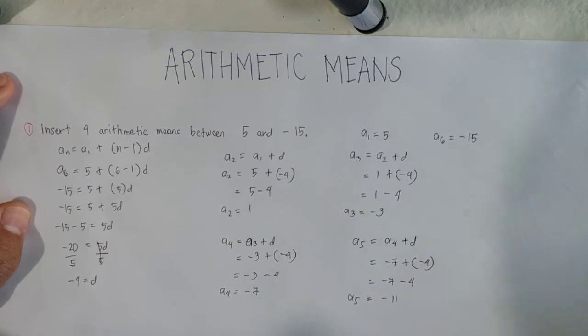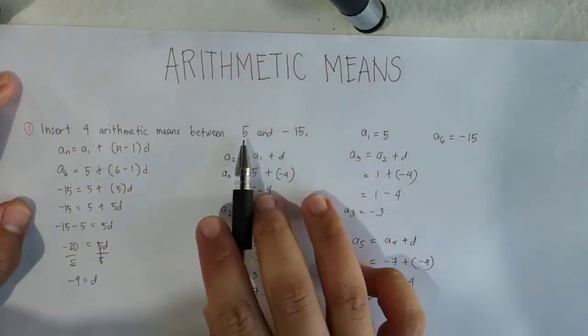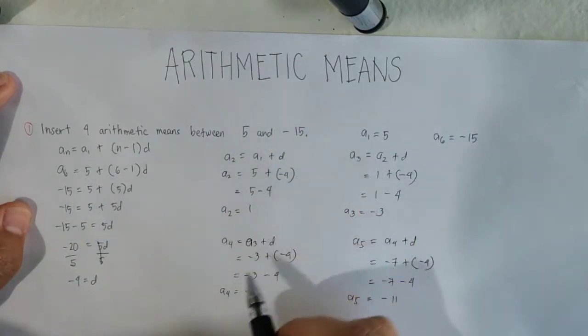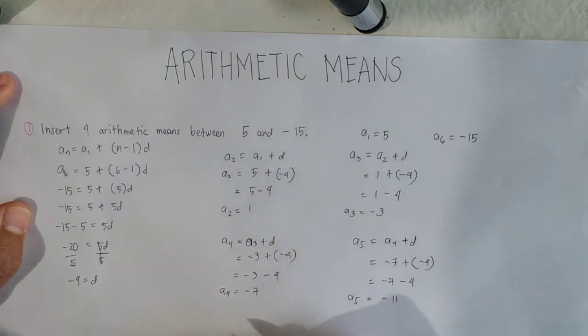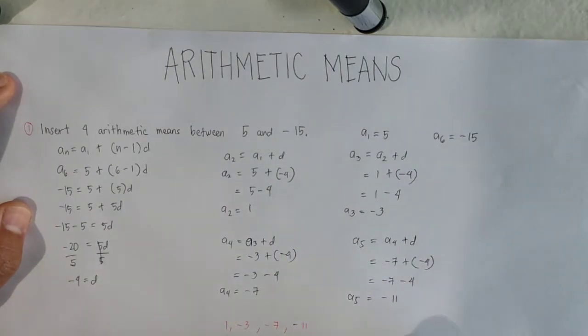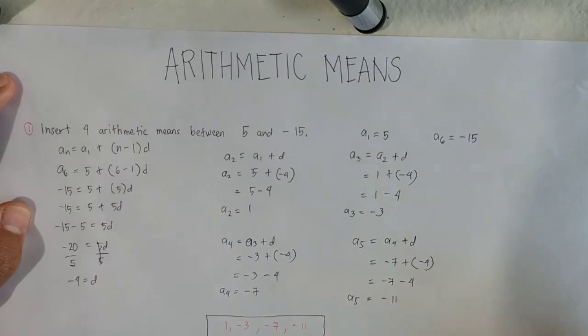So, ang 4 terms or means na ilagay natin between 5 and negative 15 ay 1, negative 3, negative 7, and negative 11. So, ito yung sagot natin.